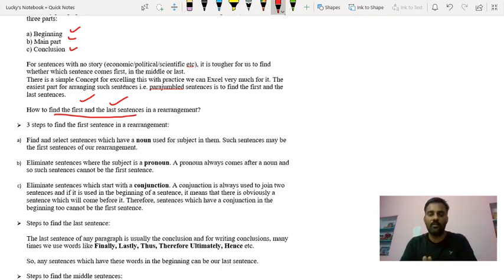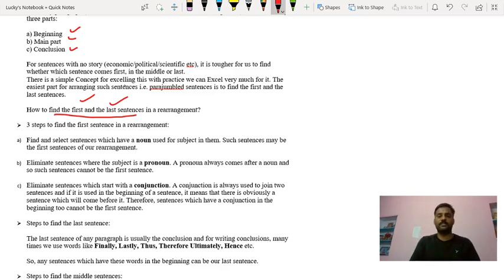So what we need to know is that before we start doing any sentence rearrangement questions, the first sentence always has a noun. For example, if we are given six sentences, to find the first sentence we need to find the noun. There will be many sentences where pronouns are used for subjects. Those sentences cannot be the first sentences. The first sentence will always have a subject which is a noun.